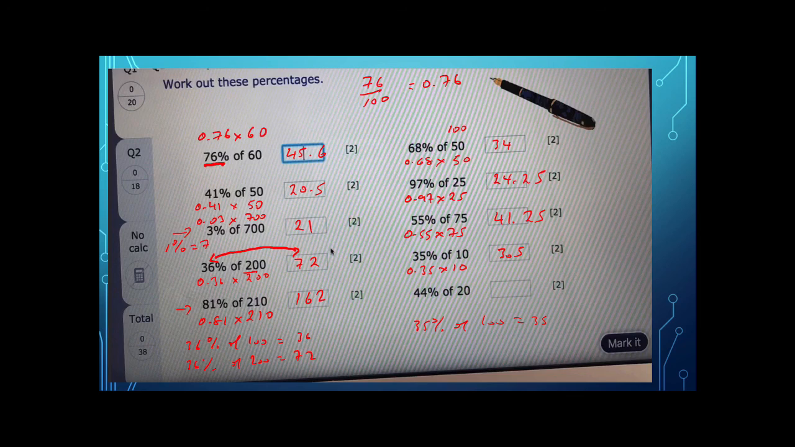44% of 20 is going to be 0.44 times 20, and that gives us 8.8, like that. And again, we could do 44% of 10 or 44% of 100 if we wanted to do it mentally.